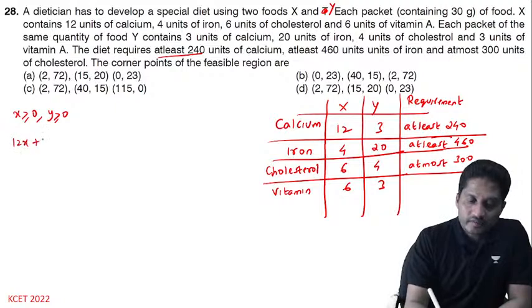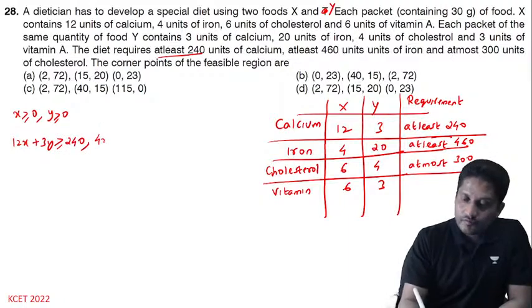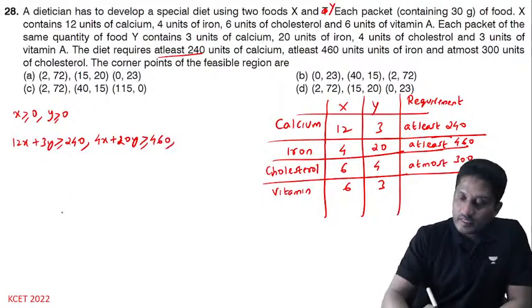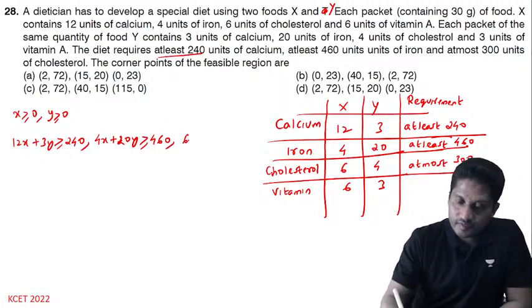12x plus 3y, at least, minimum, greater than or equal to 240. 4x plus 20y greater than or equal to 460, and then 6x plus 4y, at most, maximum, less than or equal to 300.